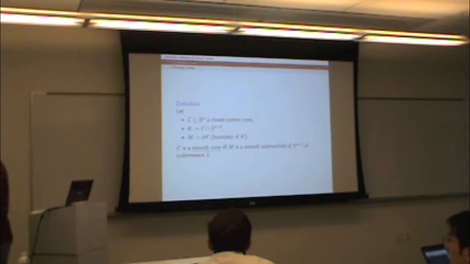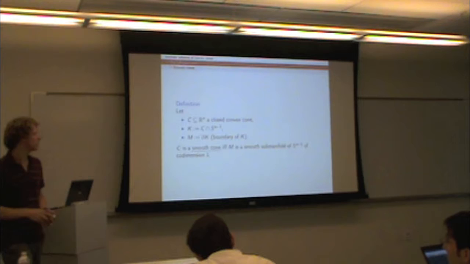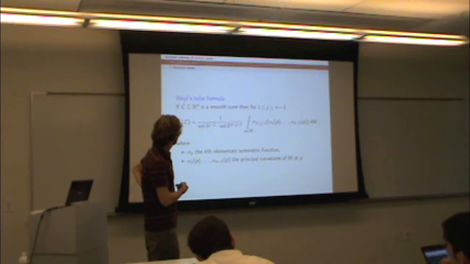Right? So now you have this three-dimensional cone here, then you have this K, which is now the intersection of C with the unit sphere, and now M would be the boundary of K. Now this should be a smooth set, right? And okay, now also a classical formula of Hermann Weyl is the following.